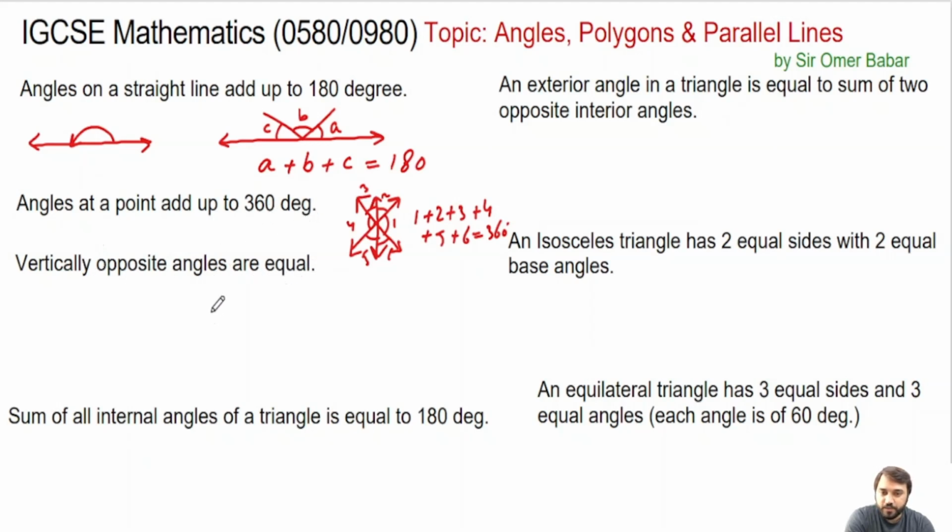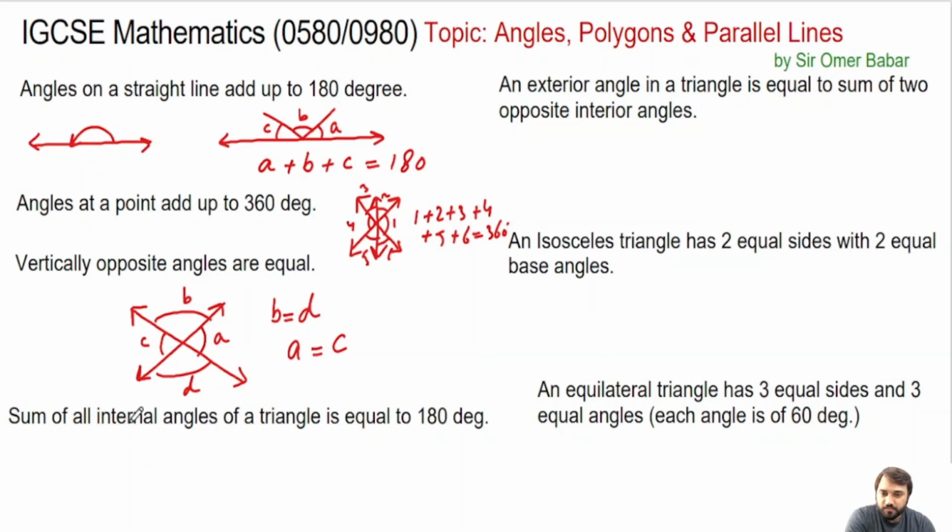Vertically opposite angles are equal. We have two lines like this, and if one angle is A and the others are B, C, and D, then B and D are vertically opposite each other, and C and A are vertically opposite. So if you know B, then that would be equal to D. So angles B and D are equal. In a similar fashion, A is equal to C. If you know one of them, then the other will be the same.